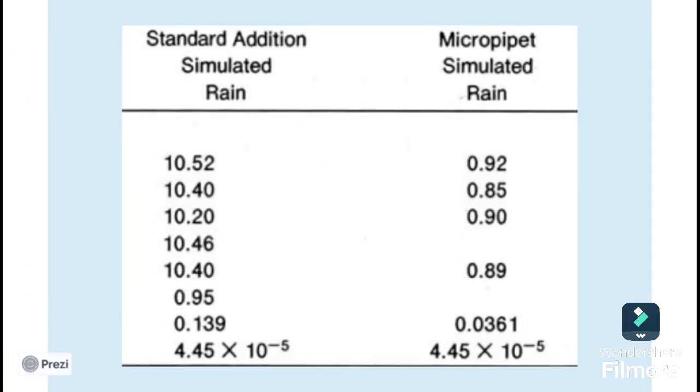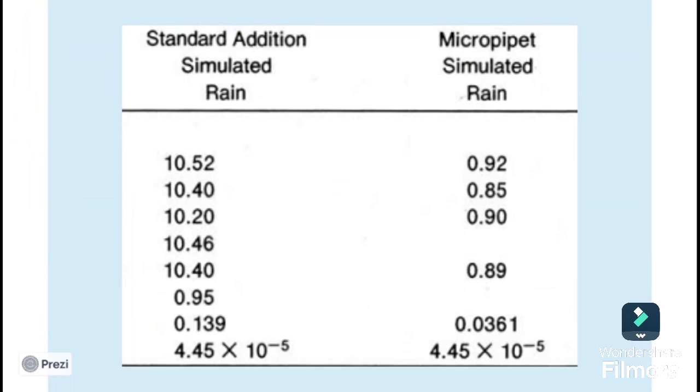In the second column, when adding the simulated acid rain sample, the volumes increased slightly, ranging from 10.20 to 10.52 milliliters, with an average of 10.40 milliliters. The difference from the standardization is 0.95 milliliters, which corresponds to the acid content added by the simulated sample.